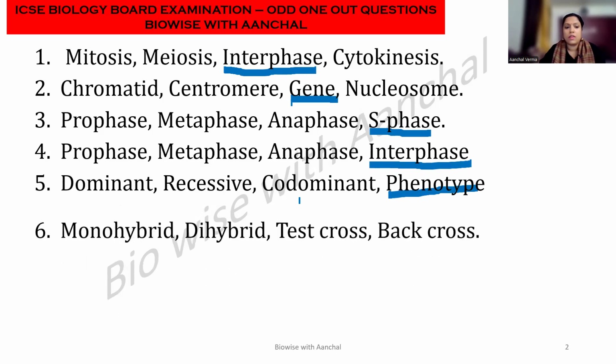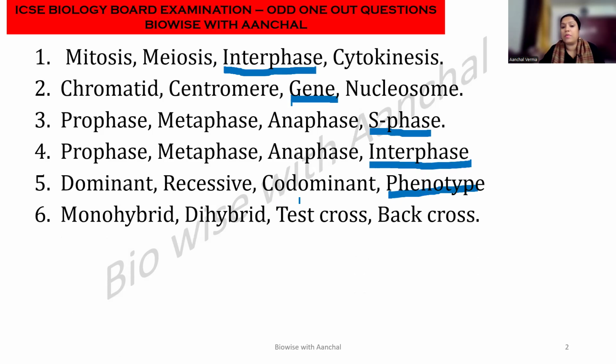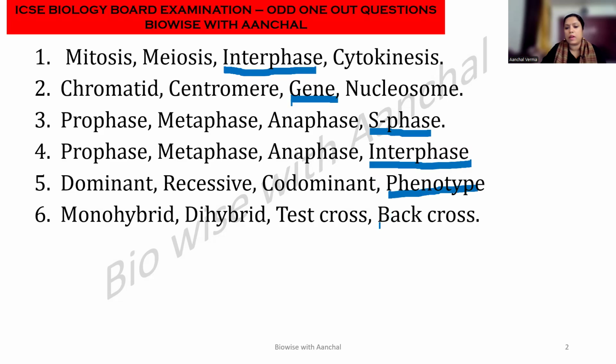Next one, monohybrid, dihybrid, test cross and back cross. Now back cross is generally done when the cross is done with the parents. So that is not actually a kind of Mendelian cross. Mendelian crosses are monohybrid, dihybrid, and test cross, which is crossing with the recessive one. Here the answer will be back cross. Rest are all types of the Mendelian crosses.